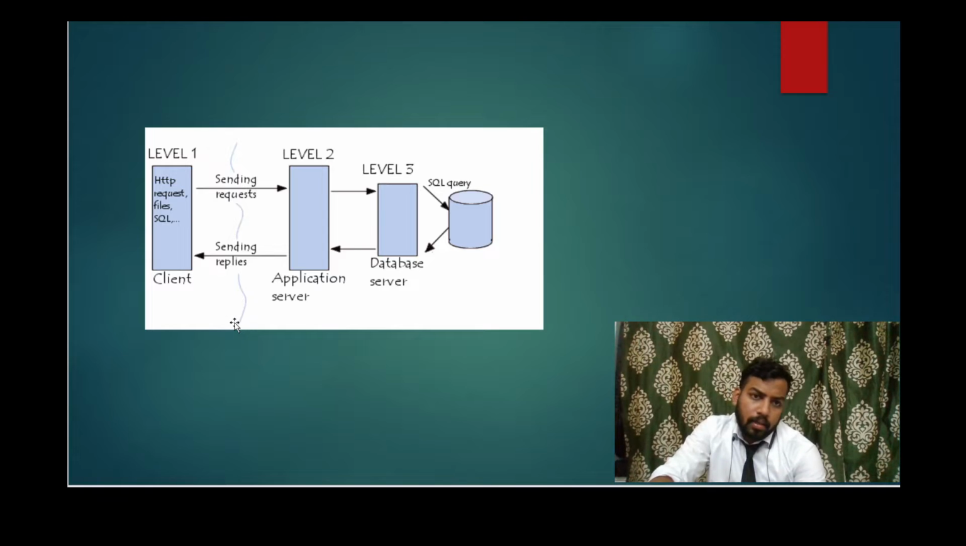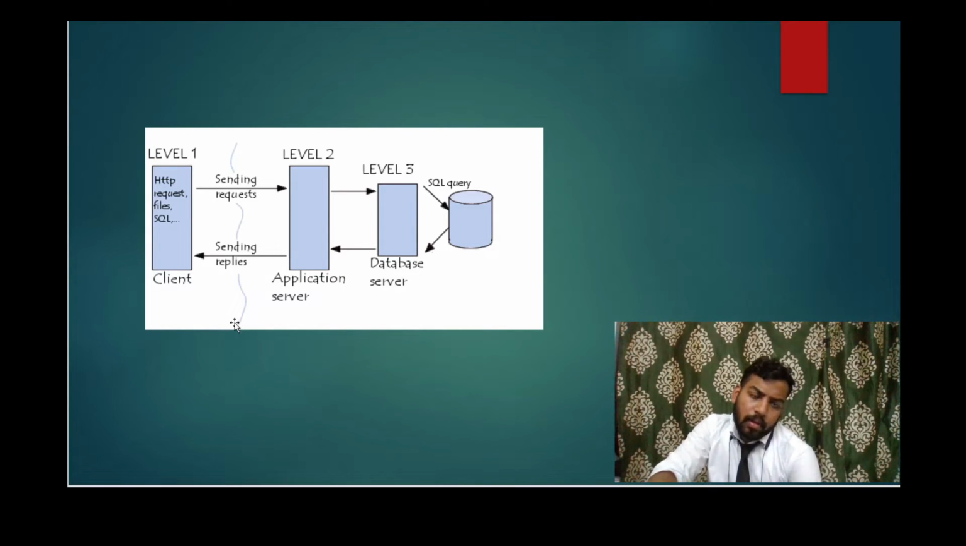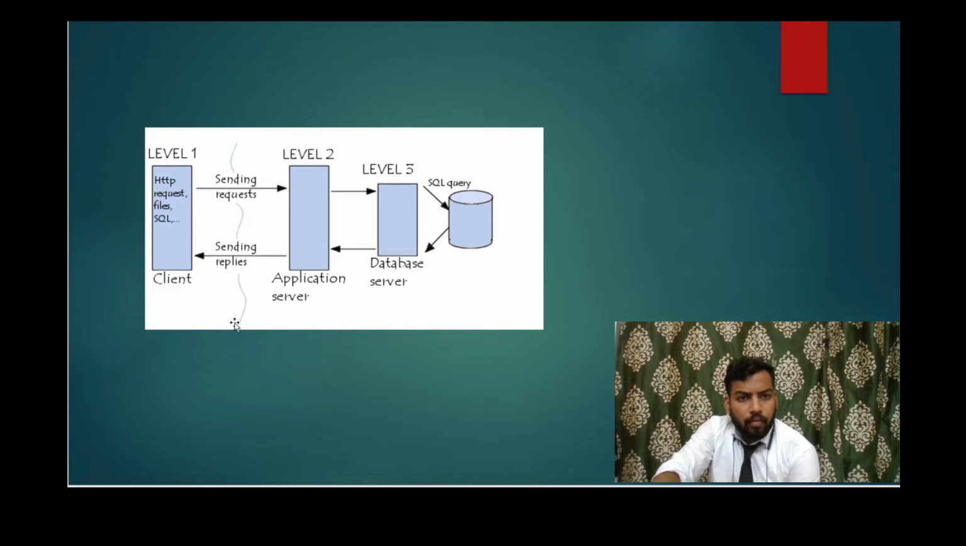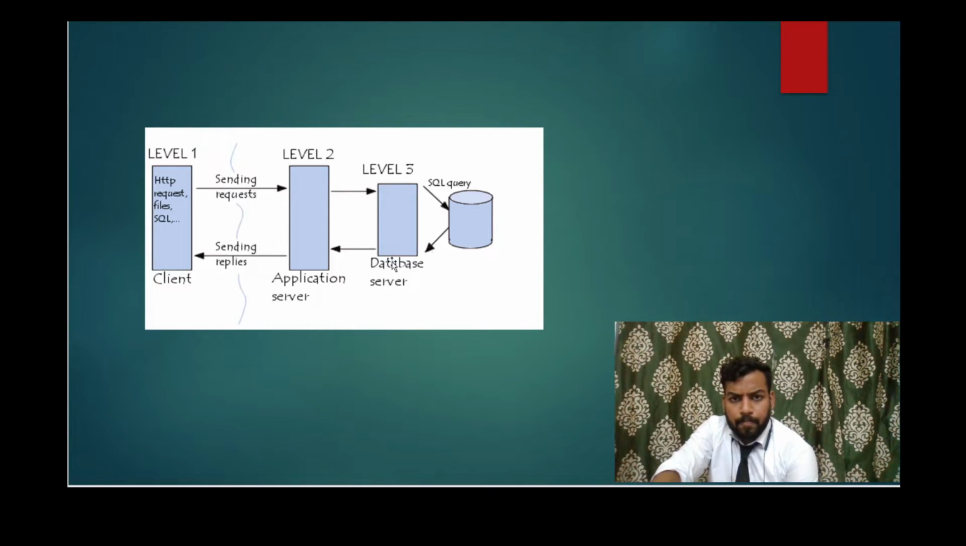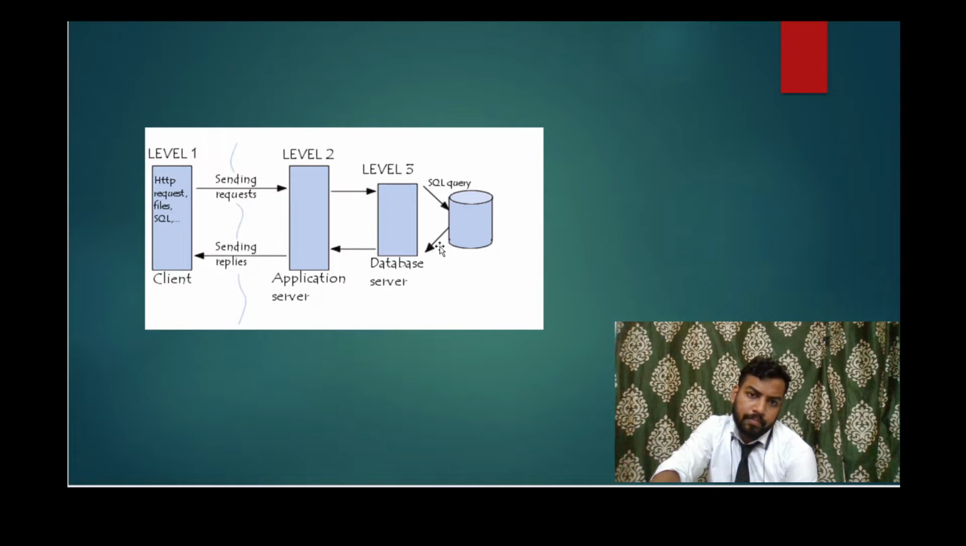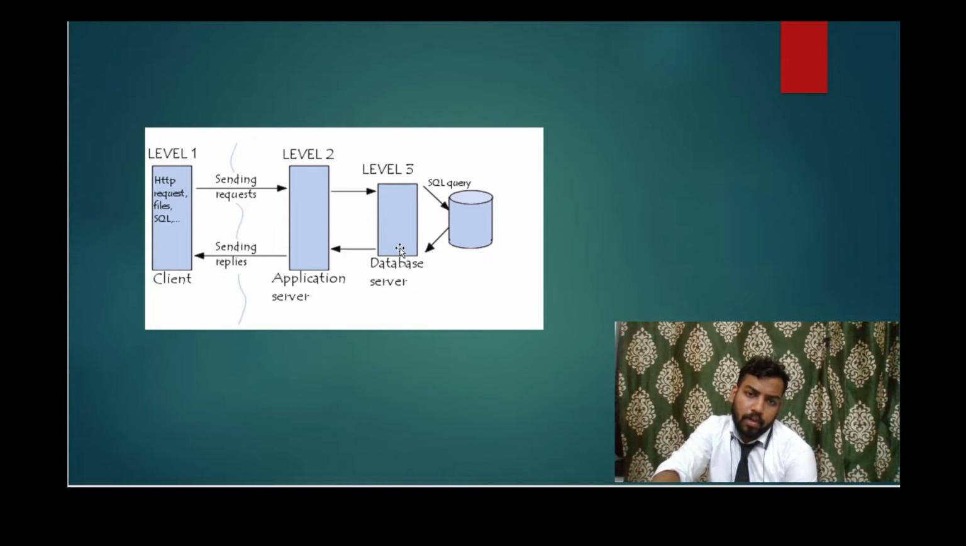Here it's like an image where the client is at level one and sends a request. It goes to level two, which is the application server, and it further sends it to level three, which is the database server. The client's queries go through the SQL language, and again after processing of data, it goes back to the application server, and the application server sends replies to the client.